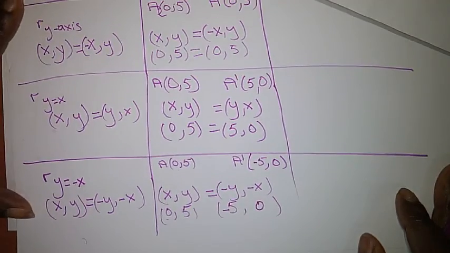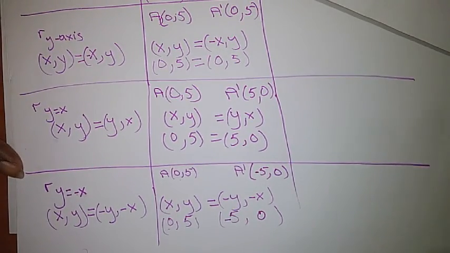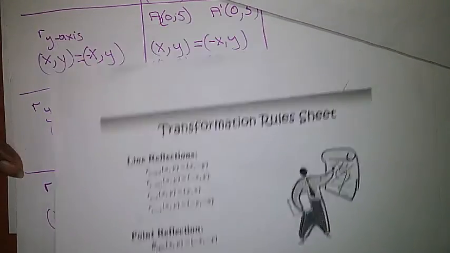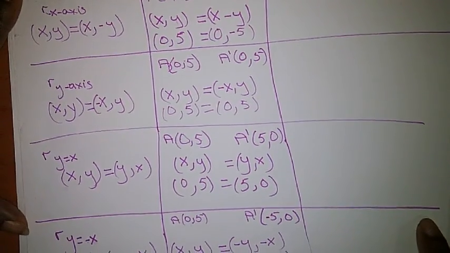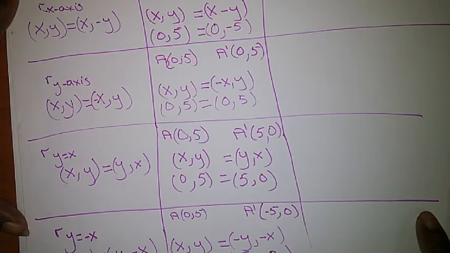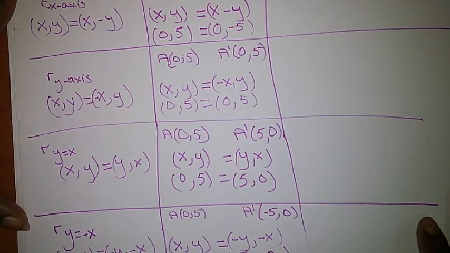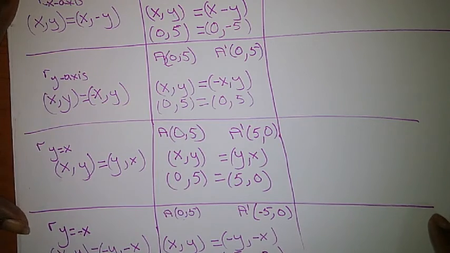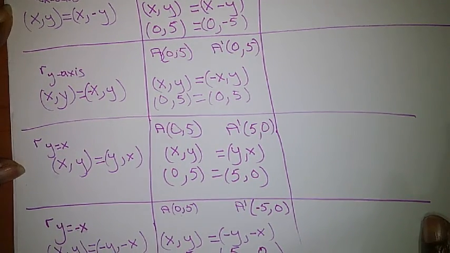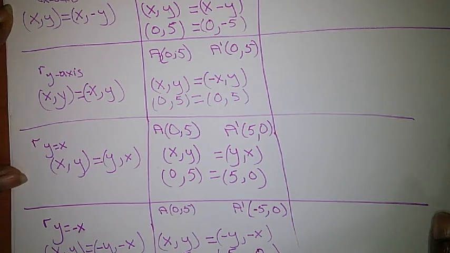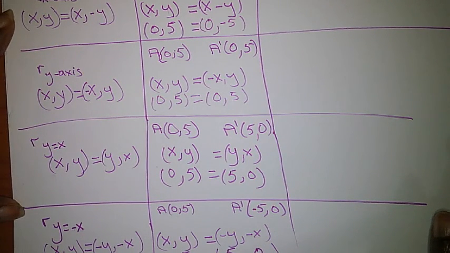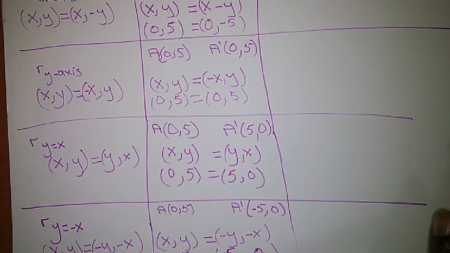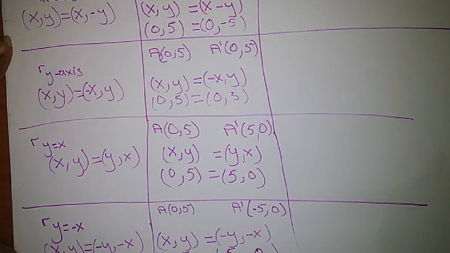This is how you are going to follow the rule sheet in order to answer the questions on your worksheet. In class, we did not use the worksheet. However, because of circumstances, this is just another way for you to find the image of pre-image points. And this applies to any point when you're using these rules.